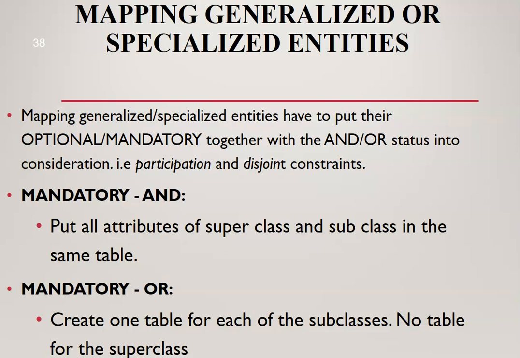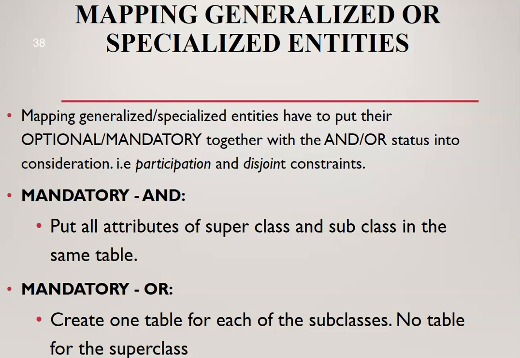So, mapping generalized or specialized entities. When you have issues of specialization and generalization, when you're mapping these things, you have got to look at the kind of constraints that this particular generalization or specialization entities are participating in. So the constraints are basically mandatory and, mandatory or, optional and, and optional or.